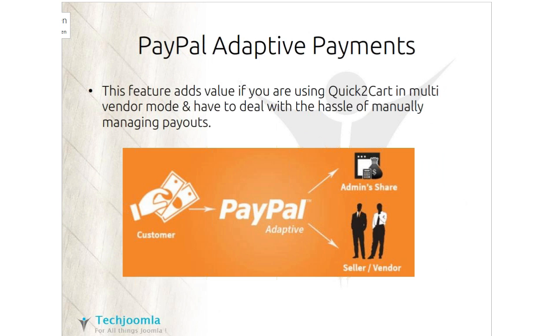Quick2Cart carries a payout manager in case you don't have automated PayPal adaptive payments, using which you can manually disburse the payments and keep the records. But with PayPal adaptive, this can be completely automated. When the customer pays, the payment is split automatically between the seller and the admin, and you don't have to worry about doing anything manually at all.